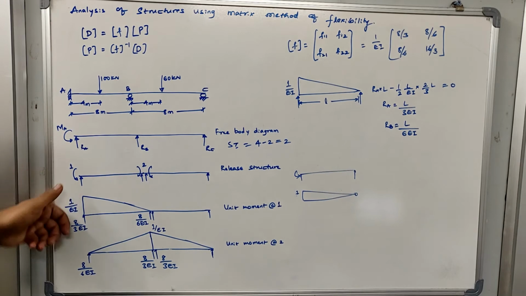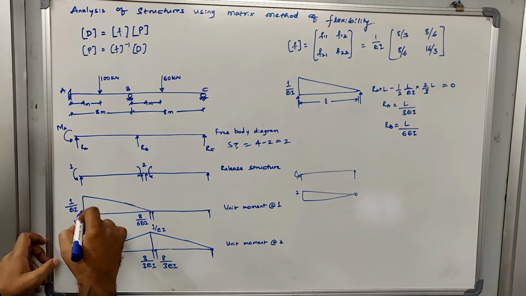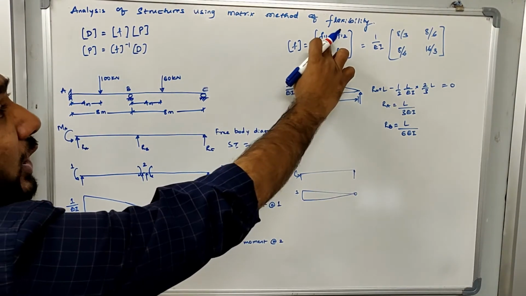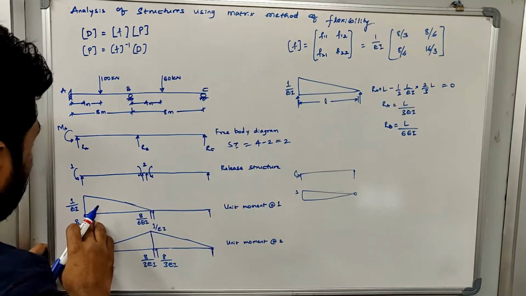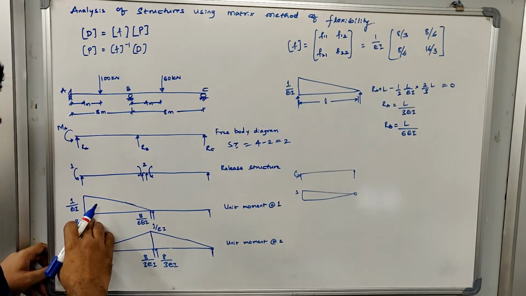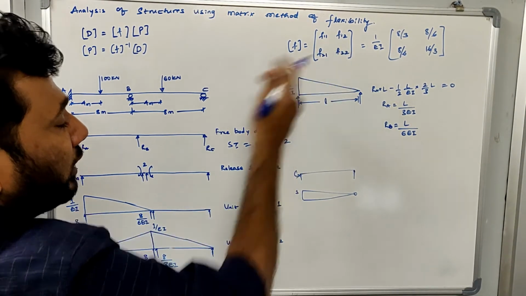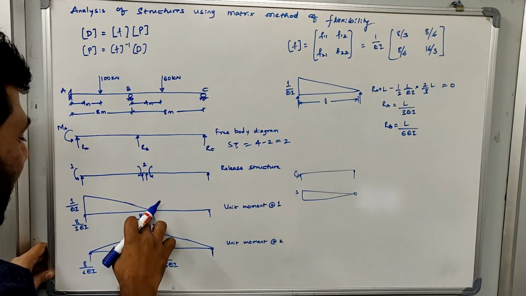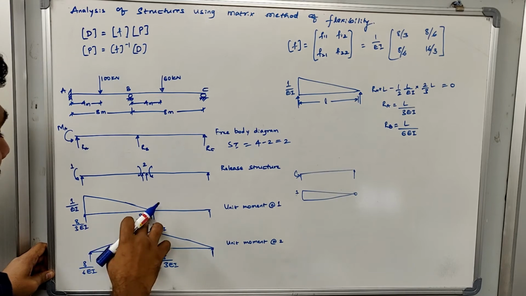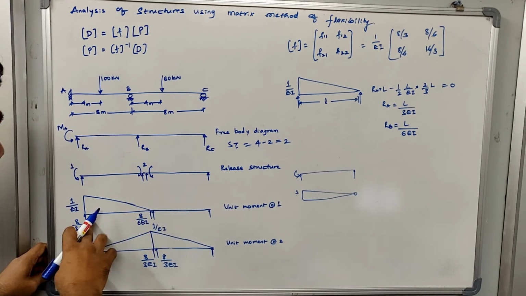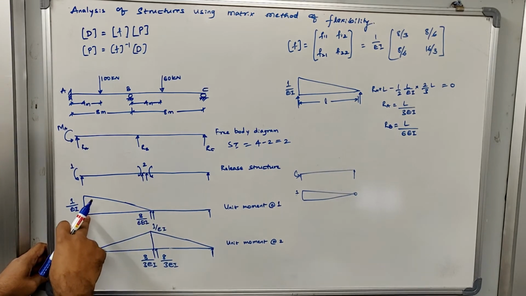So after applying the unit moment, I am trying to determine how much is the rotation that is created. The rotation that is created at the first coordinate because of application of unit moment at the first coordinate is called F11. Similarly, at this point also I will try to determine how much is the moment that is created because of the application of unit moment at the first coordinate.